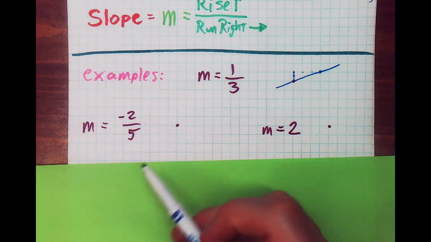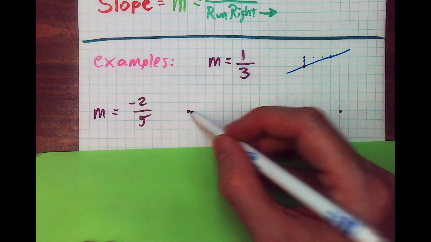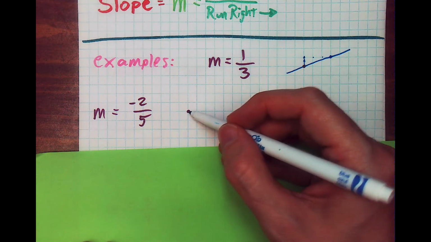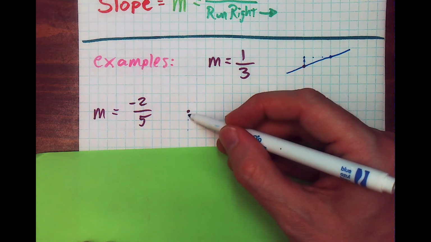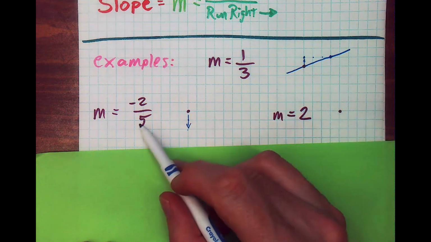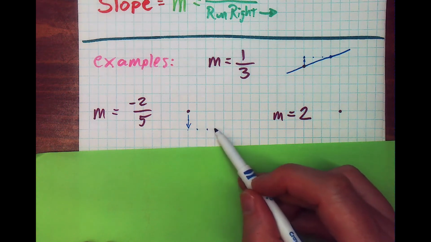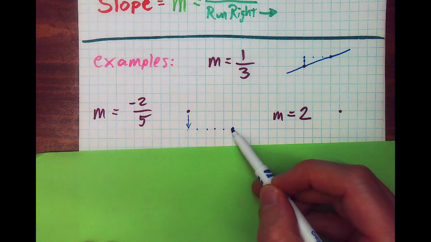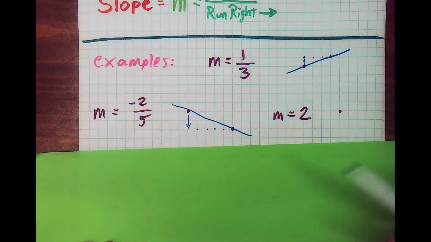How about a slope of -2/5? Well, if I start here and just put a dot anywhere on a piece of graph paper, my rise is -2, so I'm going down 2. I'm going down 2, but then I'm going to run to the right 5 spaces. 1, 2, 3, 4, 5. So my line is going to go in a downwards direction like that.